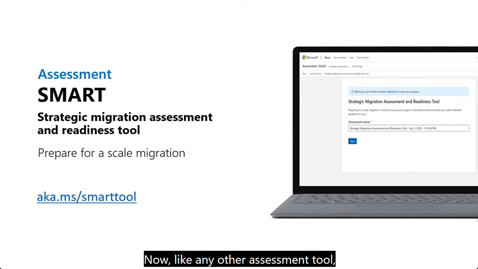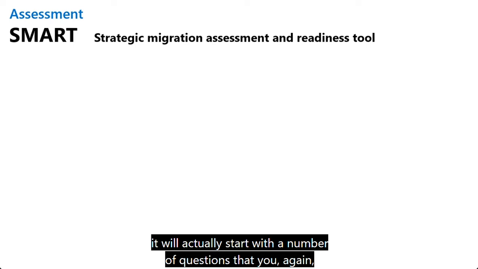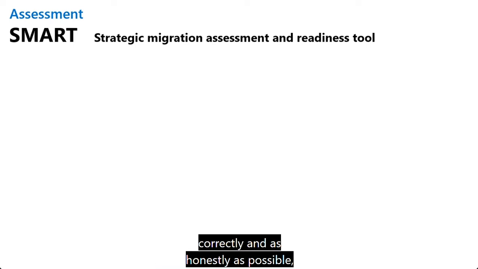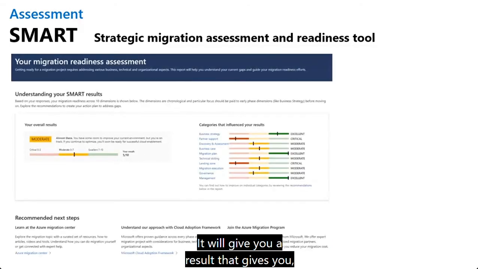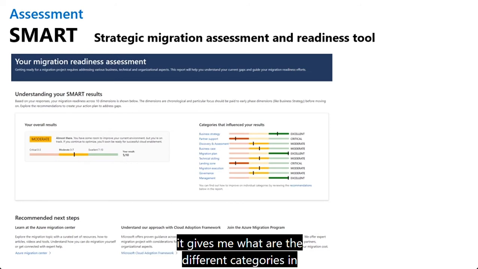Like any other assessment tool, it will start with a number of questions that you, again, have to answer thoroughly, correctly, and as honestly as possible. And the output of the assessment would look something like this. It will give you a result, for example, in my case, a moderate grade. It says that I have some room to improve on the current environment. And on the right side, it gives me the different categories in my environment that I need to watch out for or improve on.